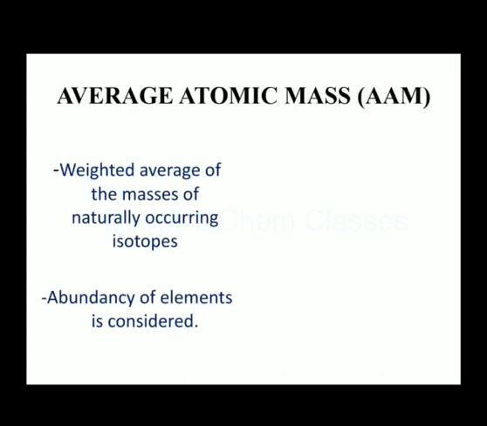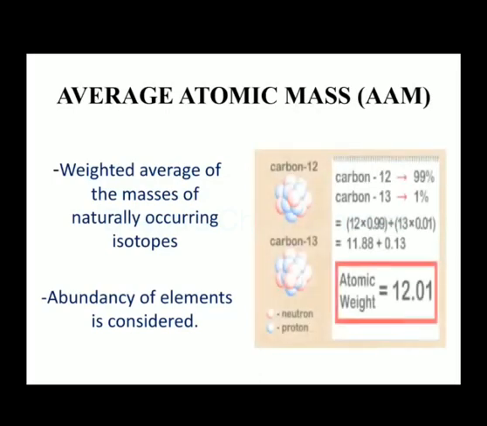But in order to find out average atomic mass, we should also consider the abundance of the isotopes, that is, how much percentage is available from the source. That is also considered while calculating the weighted average. So let us see an example for carbon isotopes. Carbon-12 isotope and carbon-13 isotope, we are going to find the average atomic mass. Carbon-12 is 99% present in nature and carbon-13 is 1% present. That is the abundance of the isotopes.